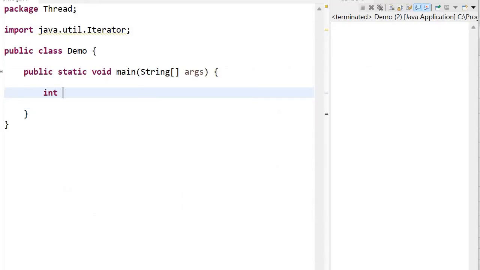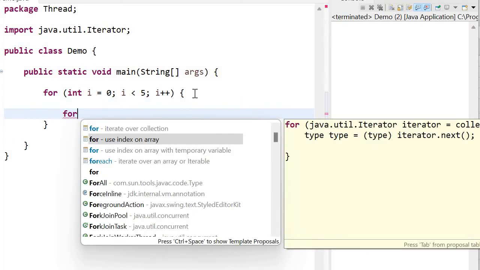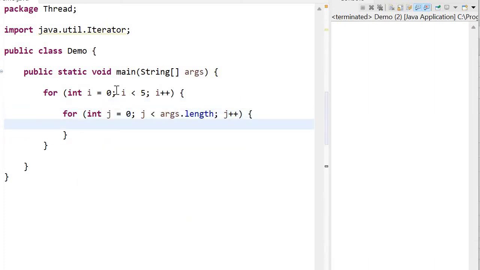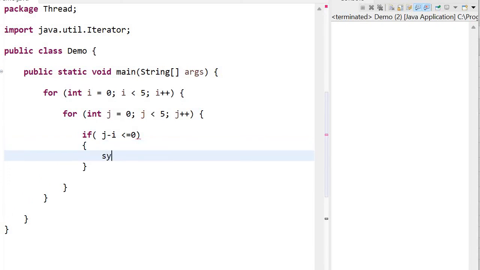So over here, I will be taking some variables. We can directly move on to the loop, and in the loop as well, I will just work on it. So I have taken i is equal to 5. Then again, I will be taking j, j is less or equal to 5. I will be writing the condition j minus i is less or equal to 0. If this condition is true, I will be printing the asterisk.